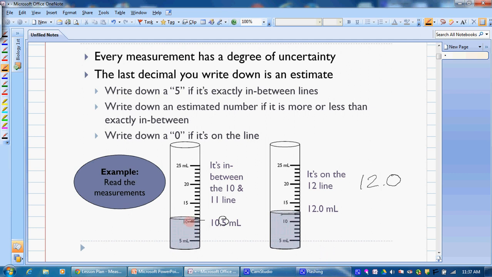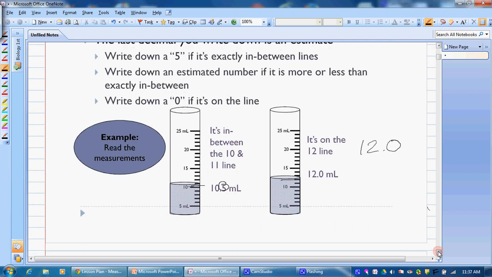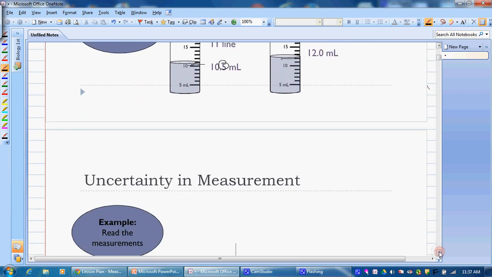In this case, we wrote down that we knew we had 10. We didn't quite think we had 11, so we estimated that 0.5. And again, we could disagree. Somebody might think it's 10.6, somebody 10.7. So that's how we get our certain and our estimated digits.